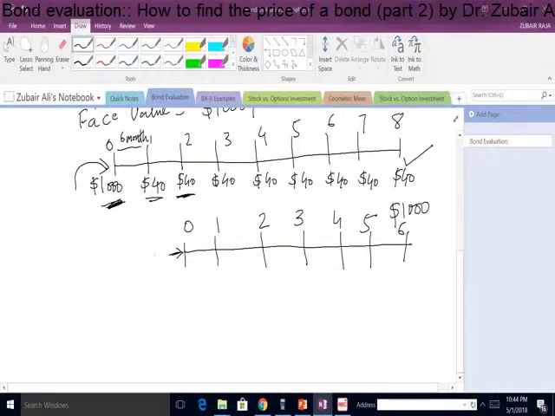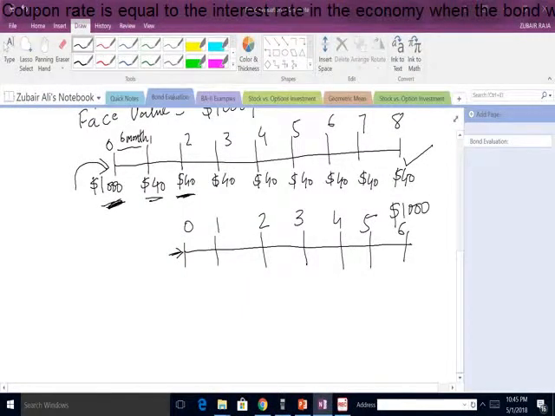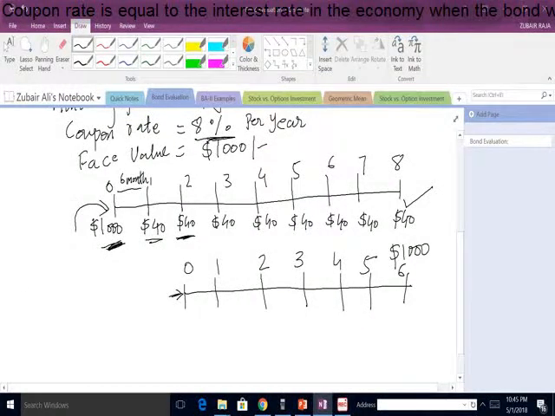Now the price will depend on what the interest rate is after 1 year in the economy. The interest rate may be different than the coupon rate. The coupon rate was the interest rate when the bond was originally issued. So for example, after 1 year in the economy, the interest rate turns out to be, say, 9%, right?